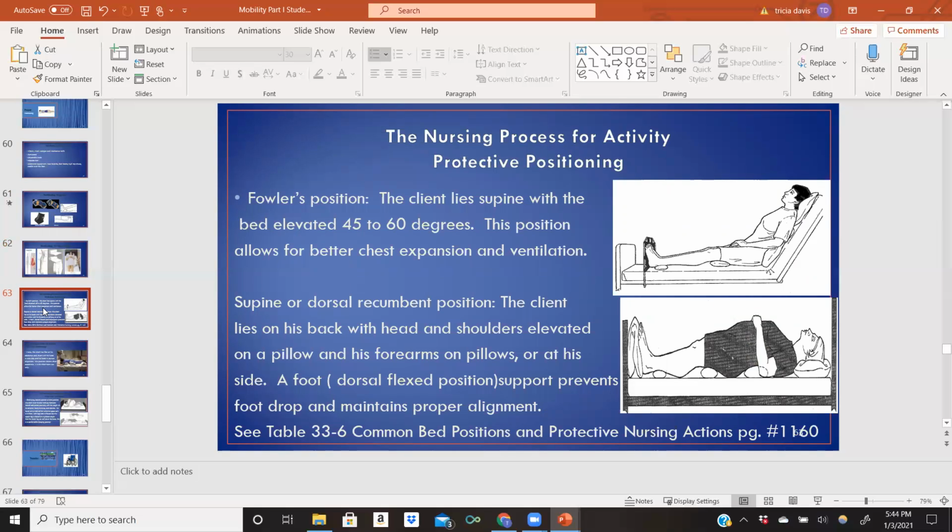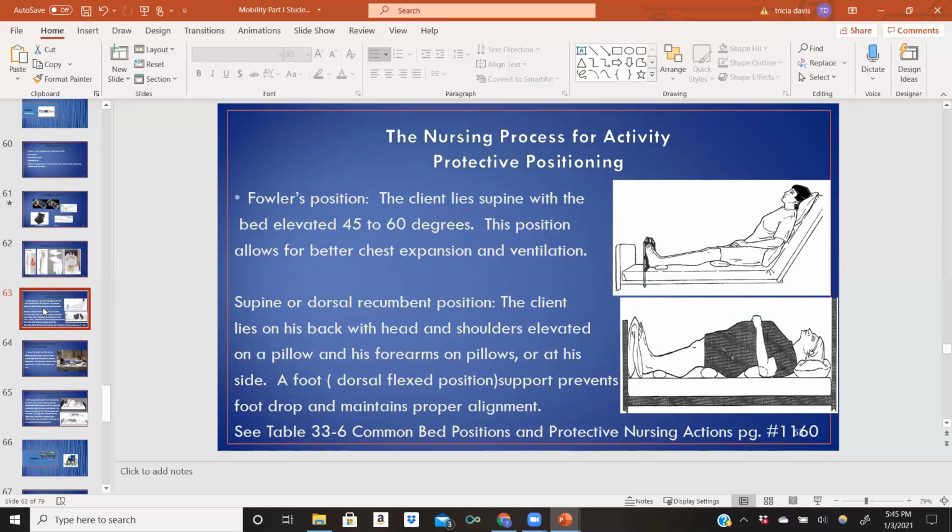Protective positioning for the patient. So you always want to keep them in a Fowler's position. This is where the client lies supine with the bed elevated 45 to 60 degrees. This position allows for the patient's chest to expand and it allows proper ventilation.